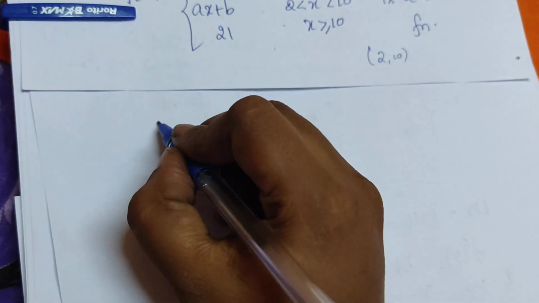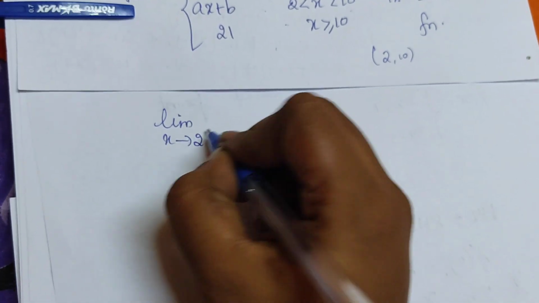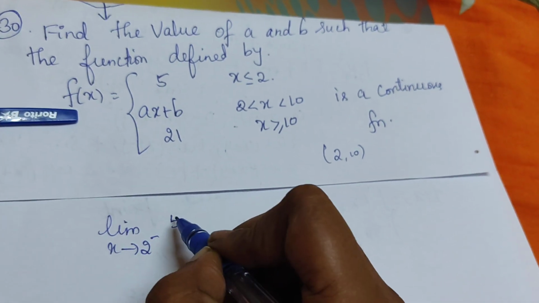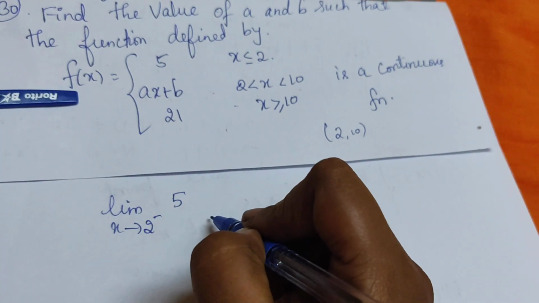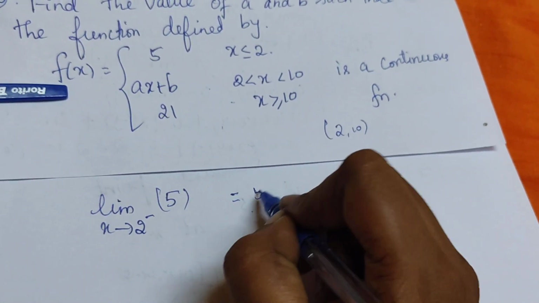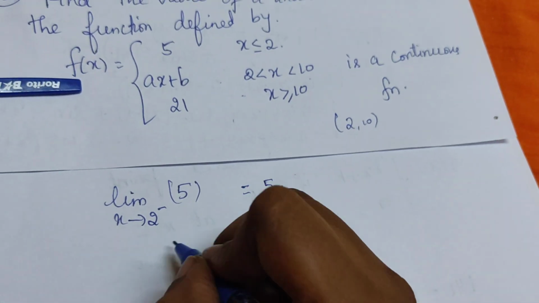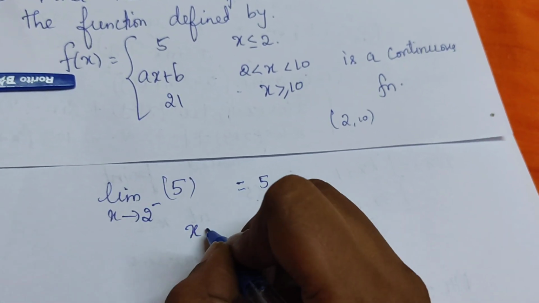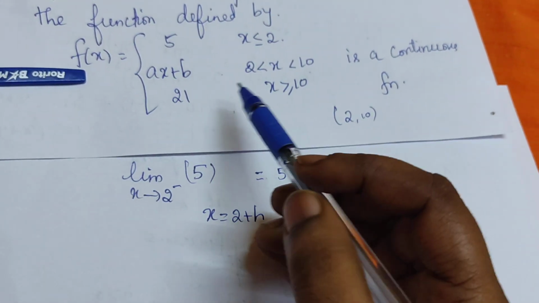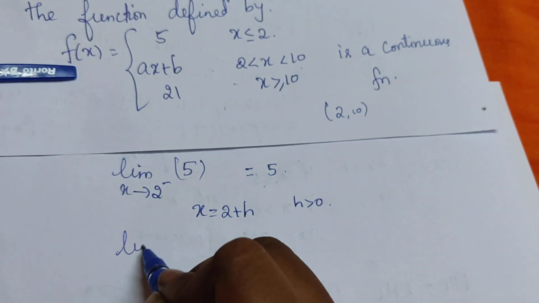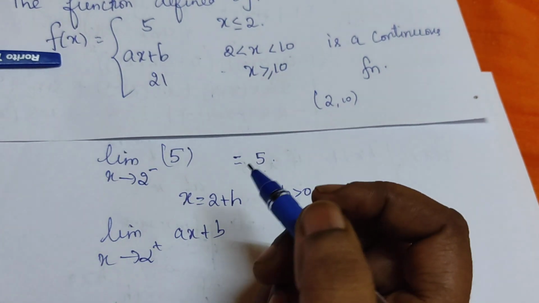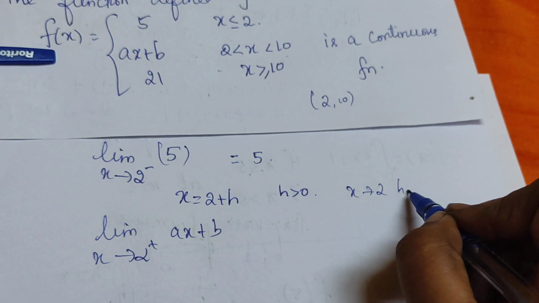Now we will calculate limit x tends to 2 from left hand neighborhood. In the left hand neighborhood the function is a constant function which is independent of x, so we will get 5 only. So I will write left hand limit as 5. Now in the right hand neighborhood we have x as 2 plus h, where h is a small positive real number. So in the right hand neighborhood of 2 we have the function ax plus b. Now here as x tends to 2, h tends to 0.